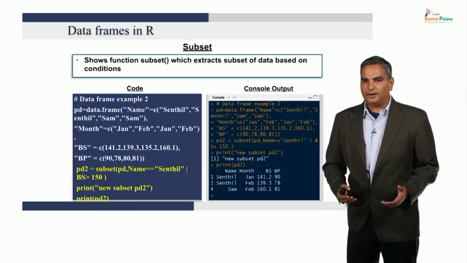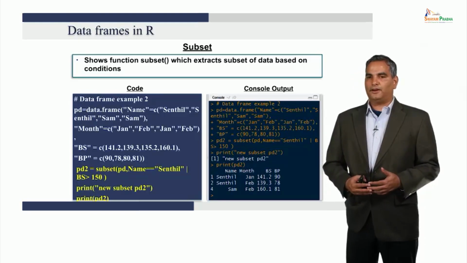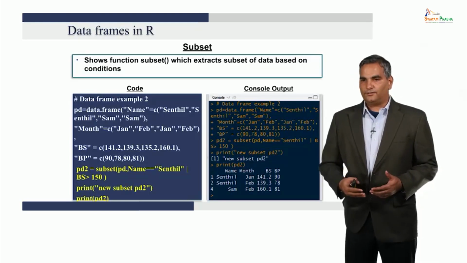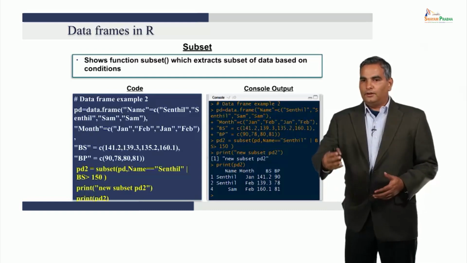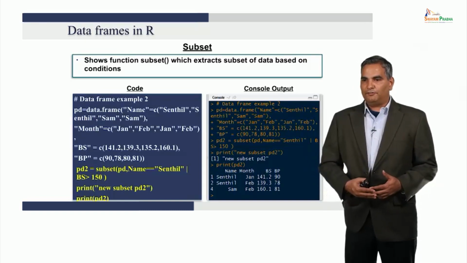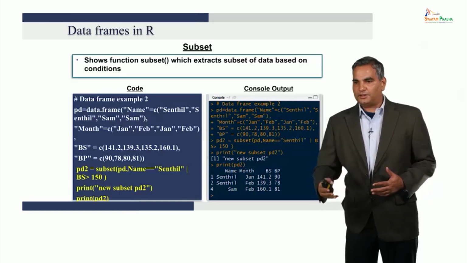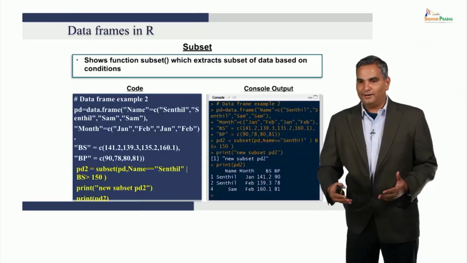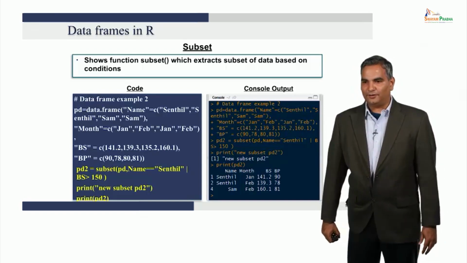Now, very similarly, you can just get subsets of data from a data frame. Here we are going to define a new data frame. So this data frame again has name, there are 3 names, Senthil, Sam. We have month, which is Jan, Feb, and we have blood pressure and blood sugar data here.